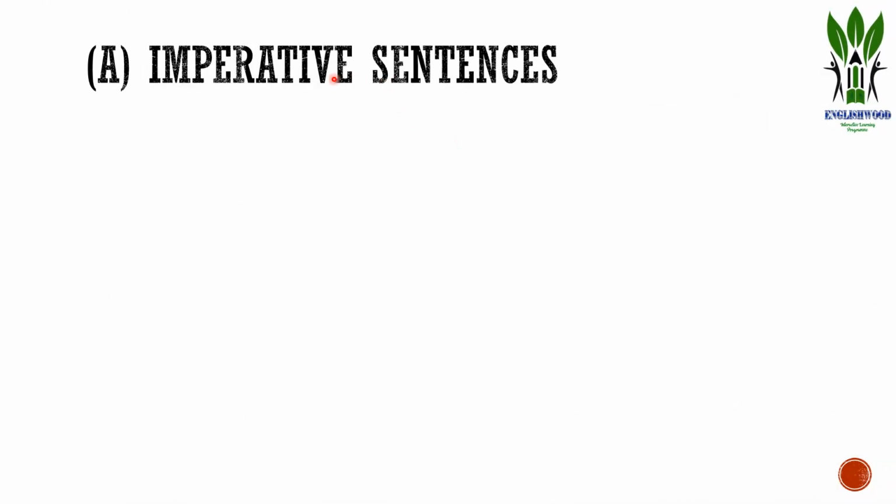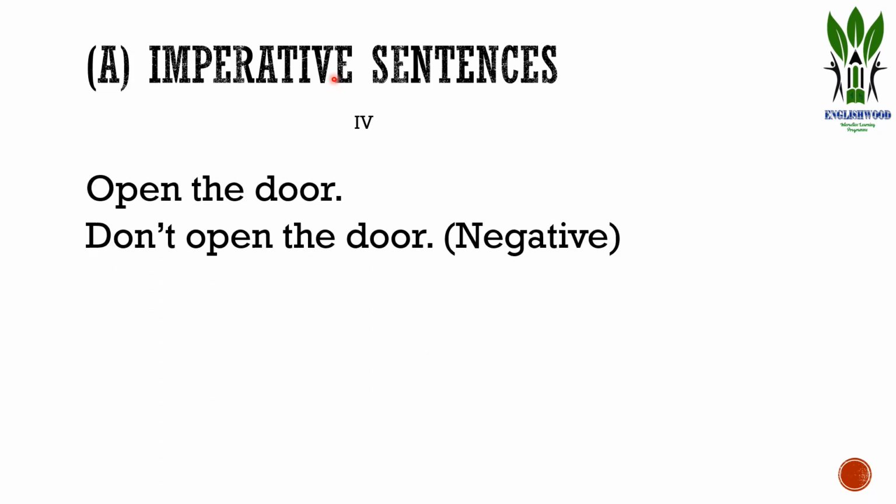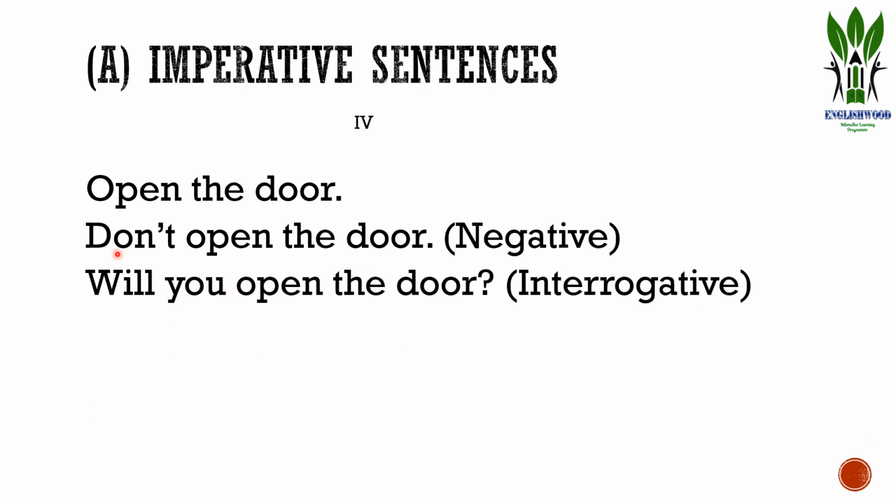So for the imperative sentences, how to transform the imperative sentences. So, open the door, make it into negative, don't open the door. Okay, simply, open the door means you open the door. You is silent here. You open the door, that means you don't open the door. So simply, don't open the door. So now interrogative is will. Will you open the door?